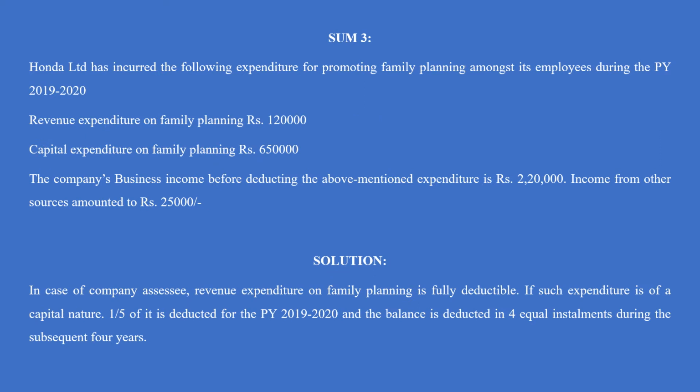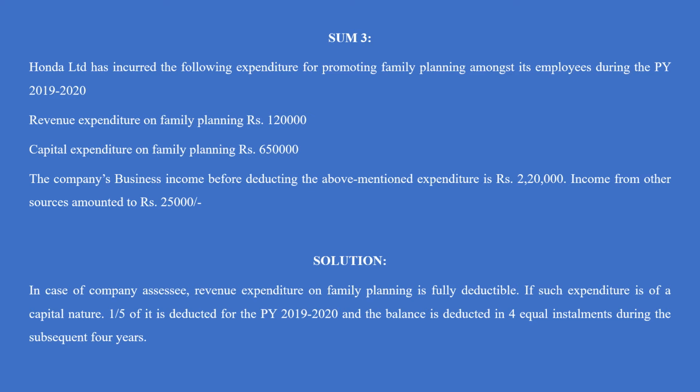Now coming to the third sum. Honda Limited has incurred the following expenditure for promoting family planning amongst its employees during the previous year 2019-20. Revenue expenditure on family planning is 1,20,000. Capital expenditure on family planning is rupees 6,50,000. The company's business income before deducting the above mentioned expenditure is rupees 2,20,000. Income from other sources amounts to rupees 25,000.